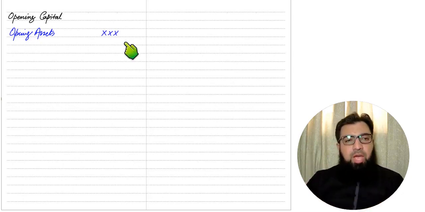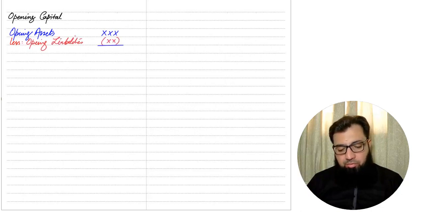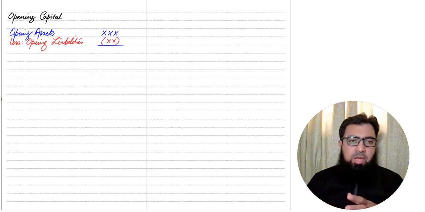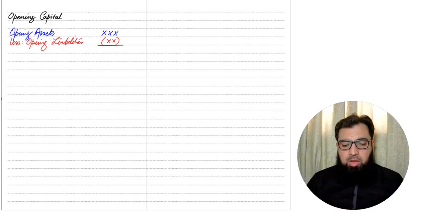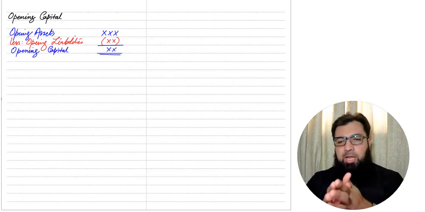Okay, so if we have the total asset value, these are non-current and current, and we deduct the total liabilities at the start of the year. Opening liabilities means, my dear students, liabilities at the start of the year, and opening assets also means assets at the start of the year. If we deduct liabilities from assets, we are left with the figure of capital, that is opening capital. So this is basically a method to calculate opening capital in a single entry environment.